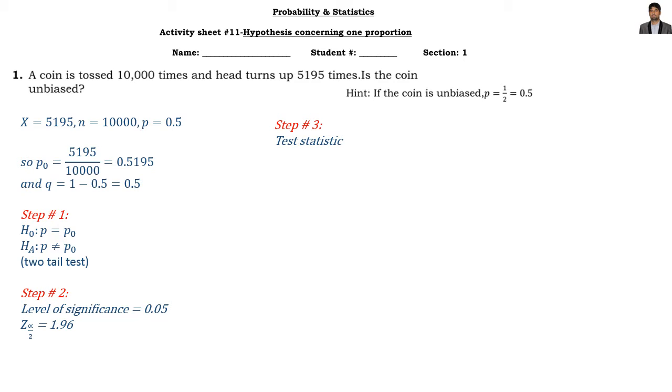Step number 3 is test statistic. Z is equal to P0 minus P over root PQ over N. Put here all the values and get the answer, 3.9.